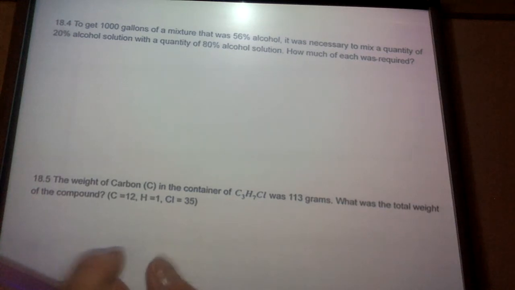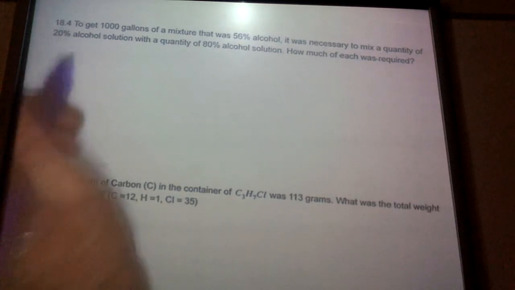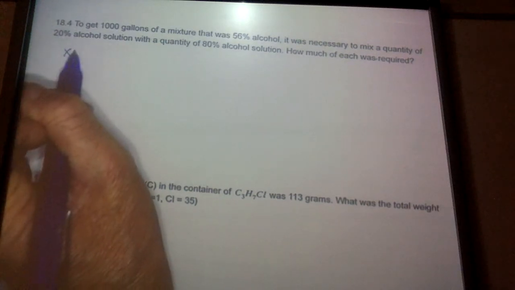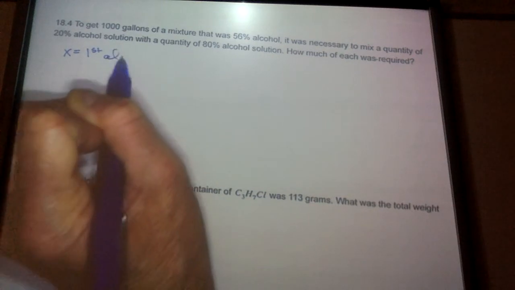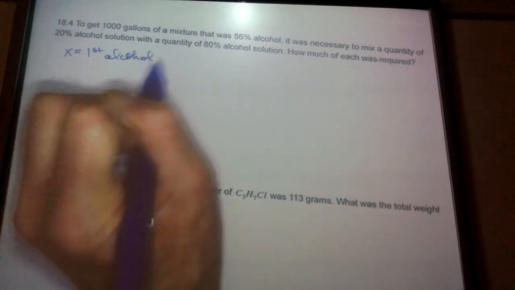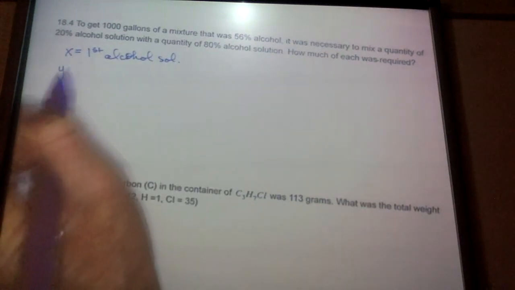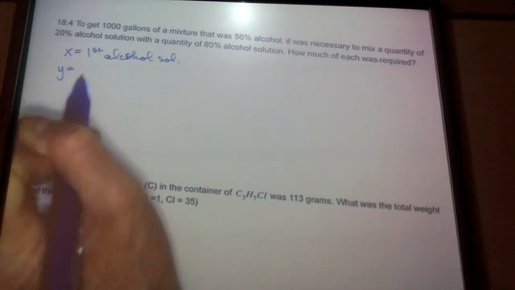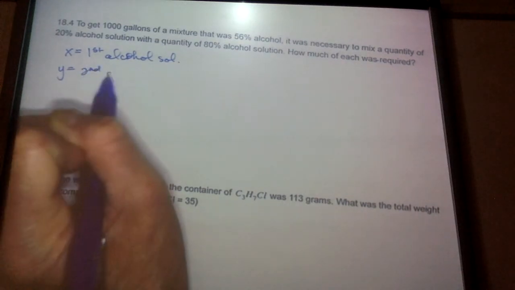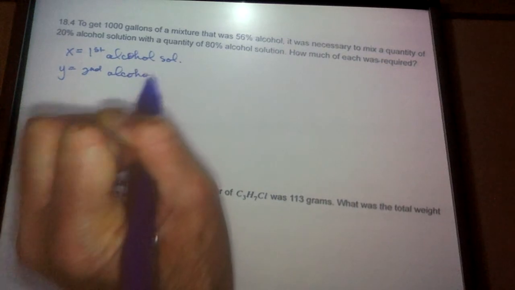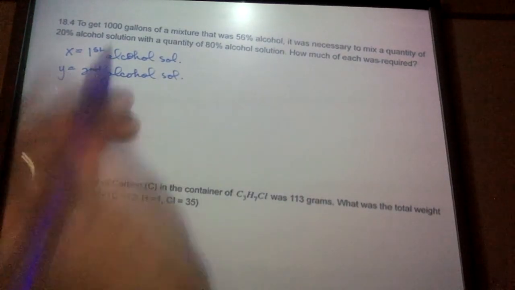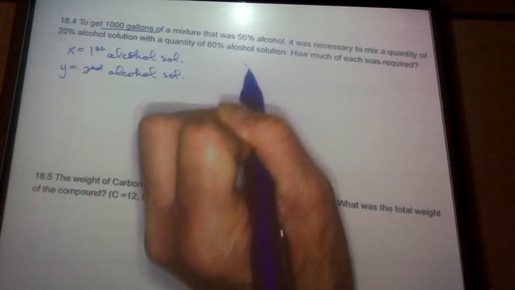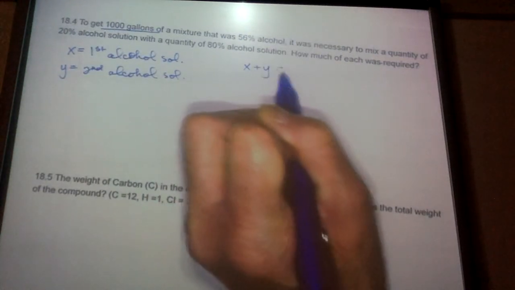Now I'm just going to let you know that I'm going to use X for the first alcohol solution. And I'm going to use Y for the second. Okay, so just so you see it. They told me to get 1,000 gallons, so I know that X plus Y must equal 1,000 gallons.